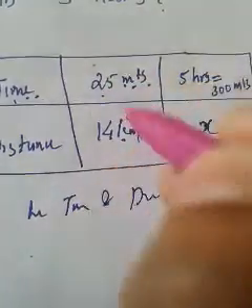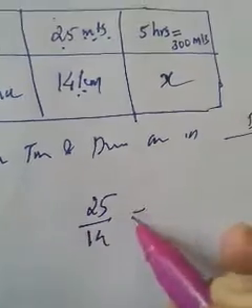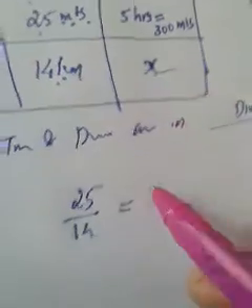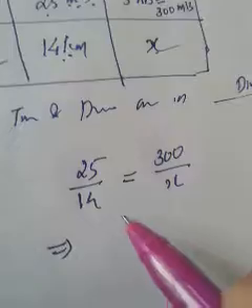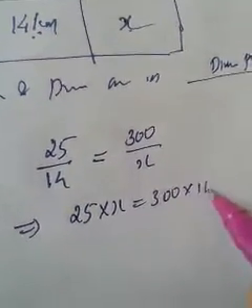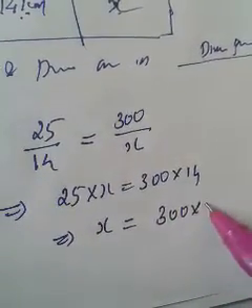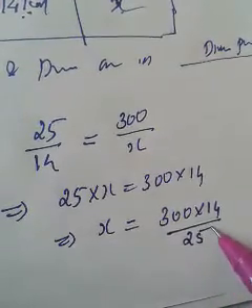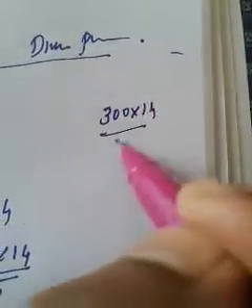Then 25 divided by 14. 25 divided by 14 is equal to 300 divided by x. Just cross multiply as in the previous question. So it will be 25 into x equals 300 into 14. And similar to the previous question, x will be 300 into 14 divided by 25. So let me calculate that value: 300 into 14 divided by 25.